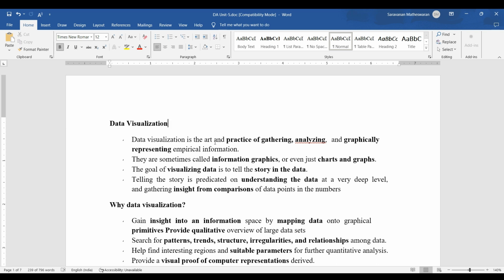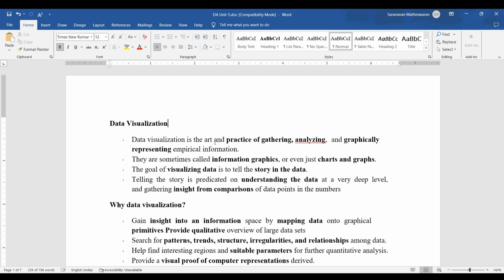Data visualization is the art and practice of gathering and analyzing graphical representations of data. There is something called information graphics, like charts and graphs. Visualizing the data tells the story of the data. Telling a story is predicated on understanding the data at a deep level, gathering insight from the comparison of the data points in the numbers.